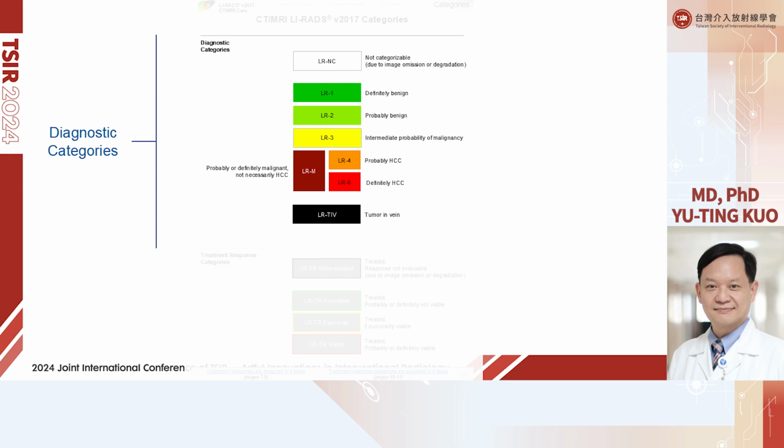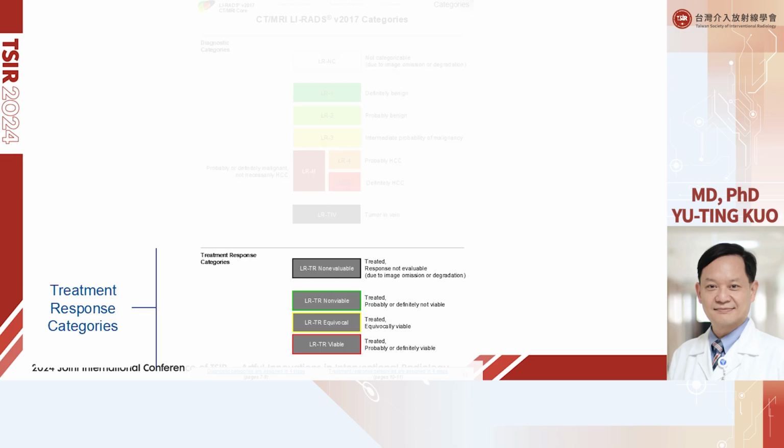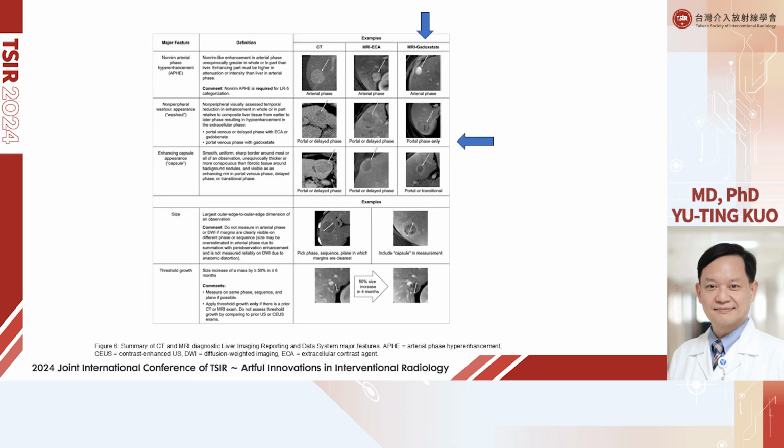This is the diagnostic category. We have LR-1 to LR-5 and LR-TIV or LR-M. This is the treatment response. I'm not going to cover treatment response today, and we focus on the diagnosis. The major criteria for making the diagnosis of HCC are basically categorized here. This is the major criteria.